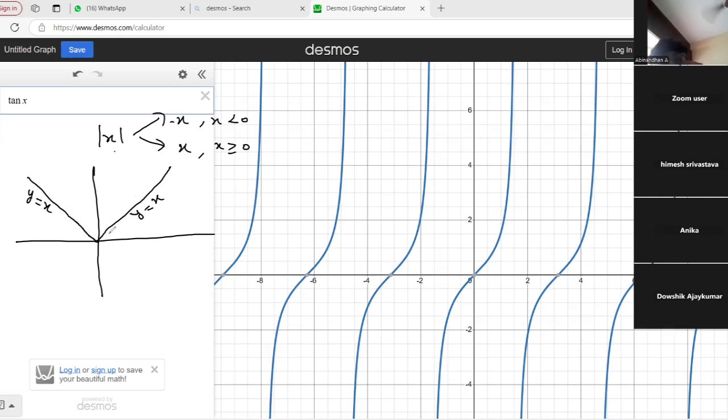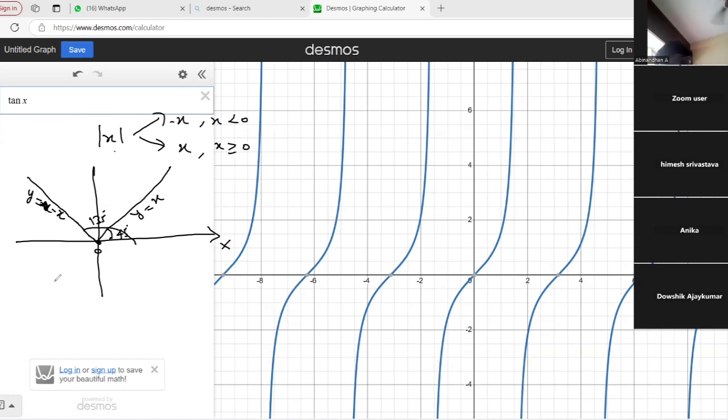This y equal to x graph is making an angle of 45 degrees with the x-axis. That means its slope is 1. But this y equal to minus x graph is making an angle of 135 degrees. That means its slope is minus 1. So it might have slopes at these points, but at this point 0.